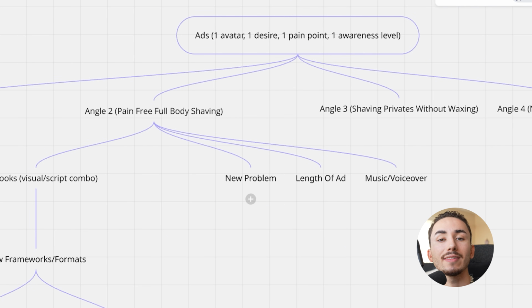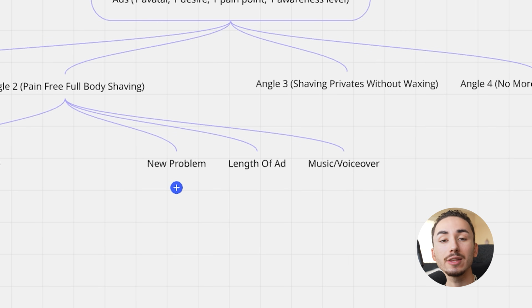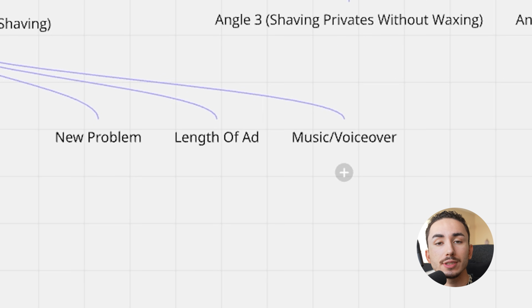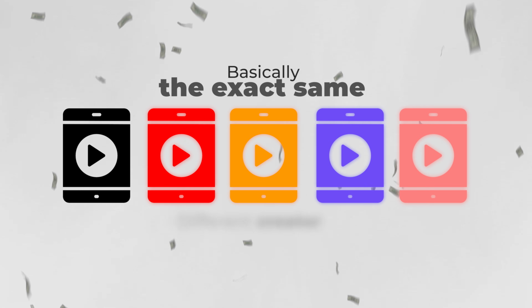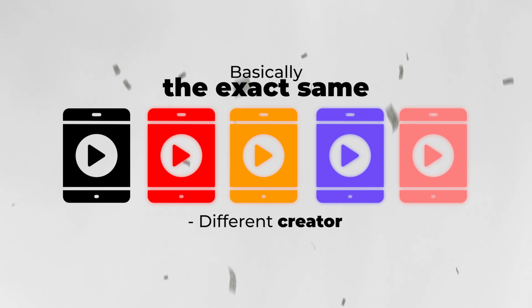I will also consider having the same hook, but changing up the body a little bit so we can add a new problem. We can change up the length of the ad, which we talked about earlier, by either removing or adding lines in terms of the structure of the ad. We could change up the music or the voiceover, or change up the B-roll. A lot of times when you study the best brands, they will have 5 ads that are crushing for them, which are basically the exact same, but they have a different creator saying the script or different B-roll. And that does make the ad unique in Facebook's eyes when you already have that winner.